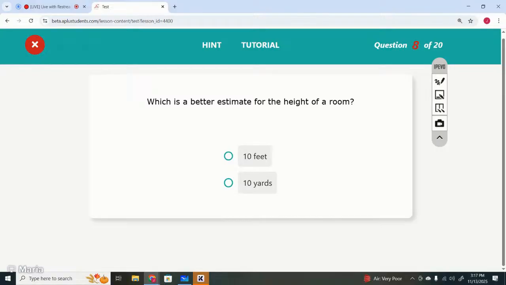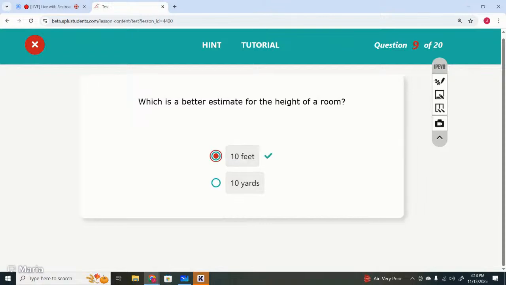Which is a better estimate for the height of a room? So which is the correct option? The correct option is that the height of the room is 10 feet. Option number 1 is the correct option.